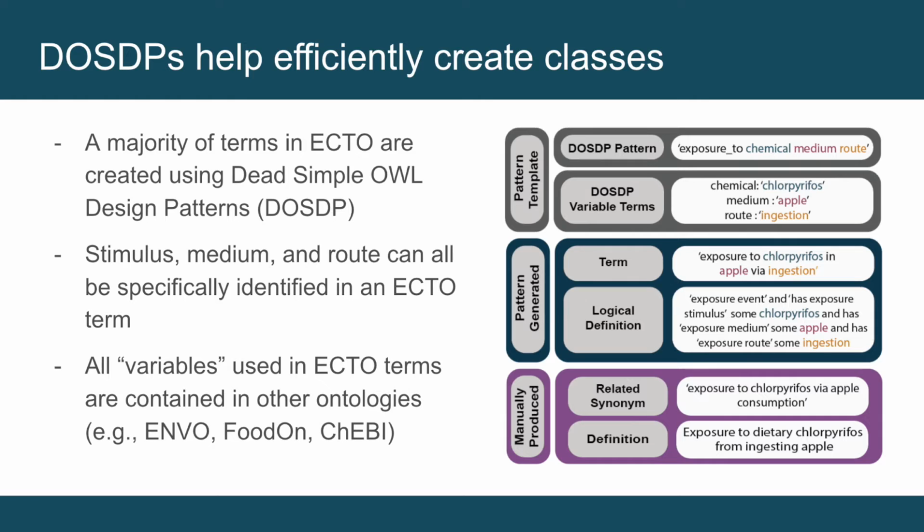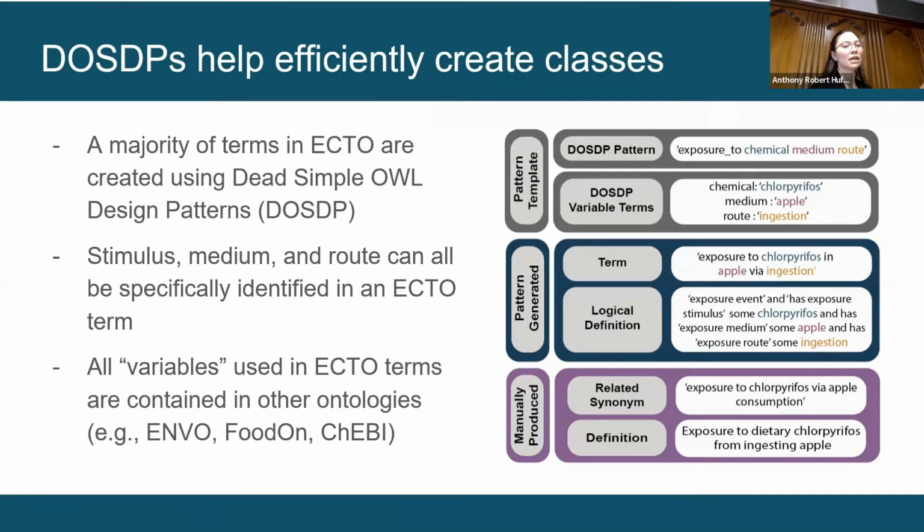So here, if we're looking at a pattern that's called exposure to chemical medium route, each of those different colors is going to be a different variable field. And as you can imagine, I'm going to fill those variable fields with a chemical, a medium, and a route that is suitable. So in the second row in the gray section, you can see that the chemical I've chosen is chlorpyrifos, the medium is apple, the route is ingestion. Then as you can see in the blue section, that's the pattern generated information. So, these patterns can include whatever you want. You can provide more or fewer things depending on how you want to structure them. But in this instance, we're putting together the term label itself as well as the logical definition.